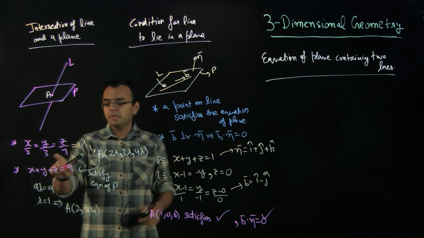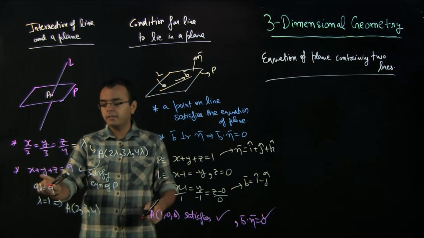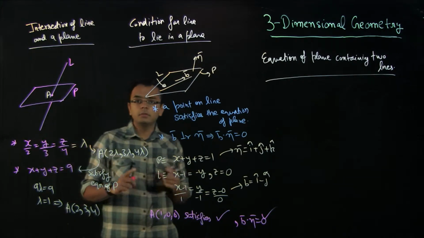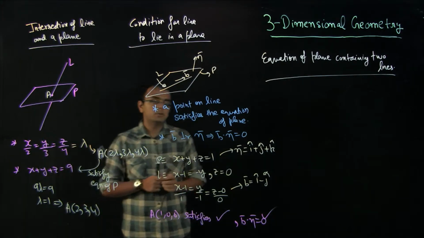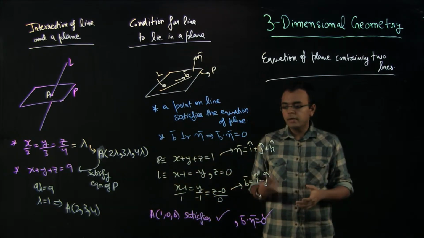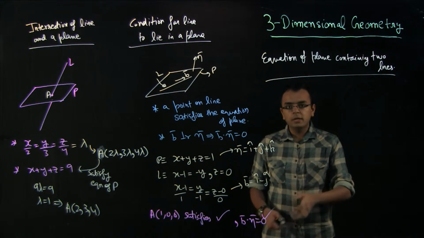B is 2i cap plus 3j cap plus 4k cap, and this is x i cap plus j cap plus k cap. B dot n does not come out to be 0. So it is not there. Both of these conditions have to be true. Can we do something else to check? Can we find any other point on the line?